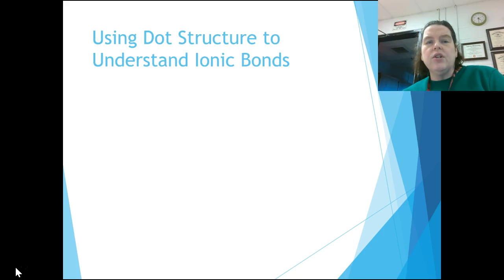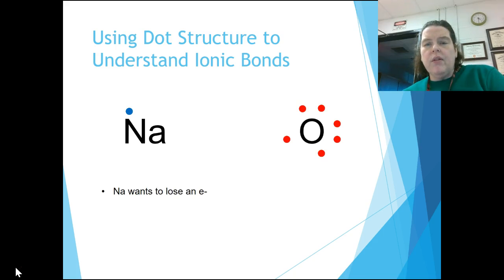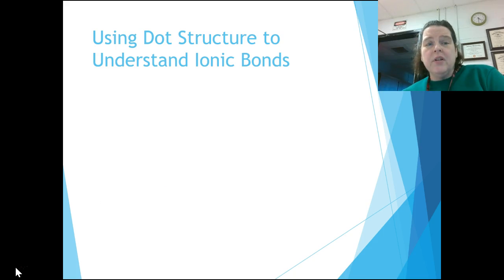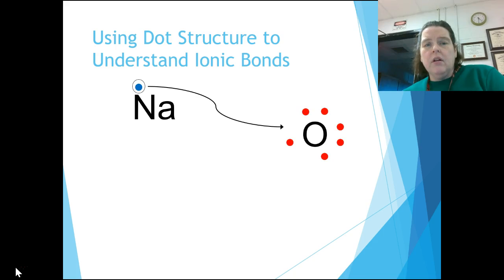So using the dot structure, understand ionic bond. It's pretty simple. Here's Na with its 1 valence electron. It wants to lose it. Here's O with its 6 valence electrons. O wants to gain 2 electrons. So Na loses that electron to O, but O is still not happy, so I need another electron.